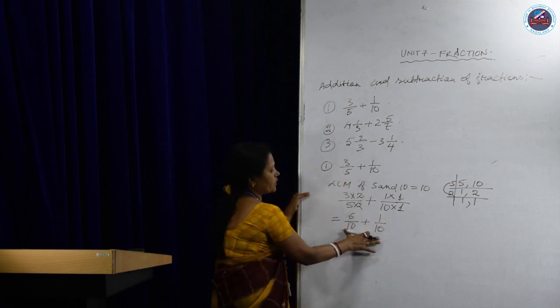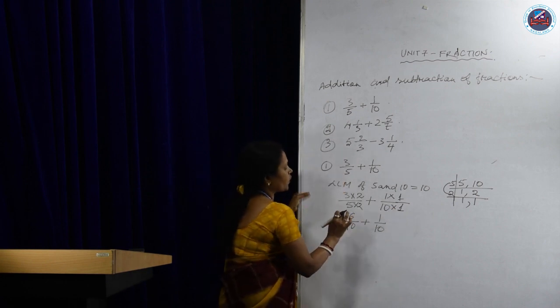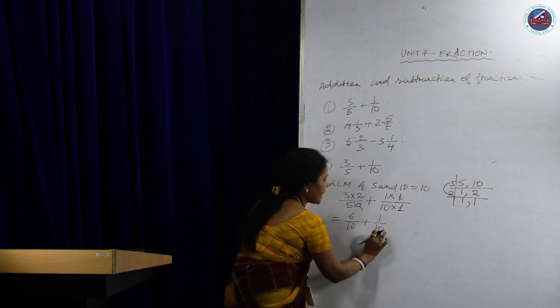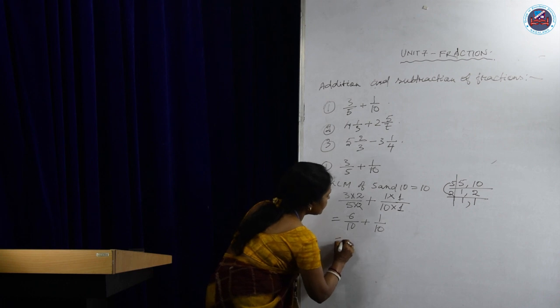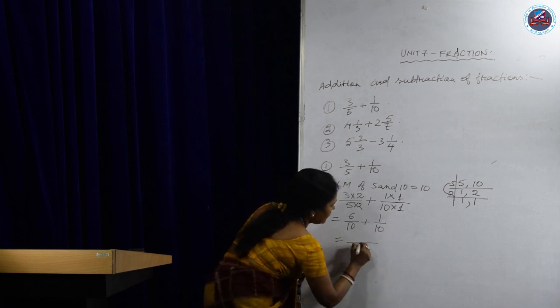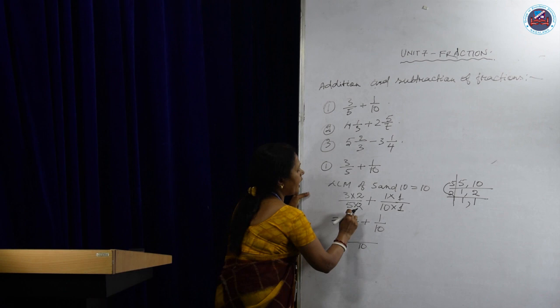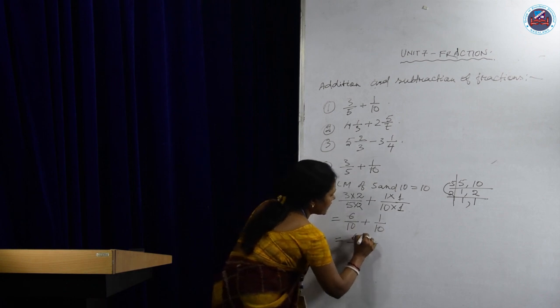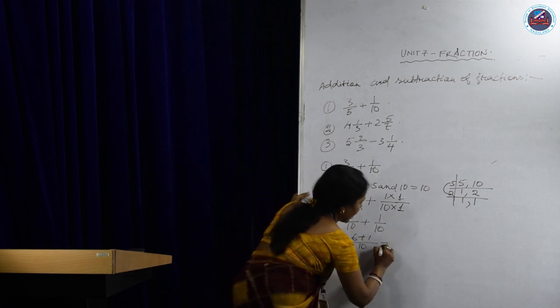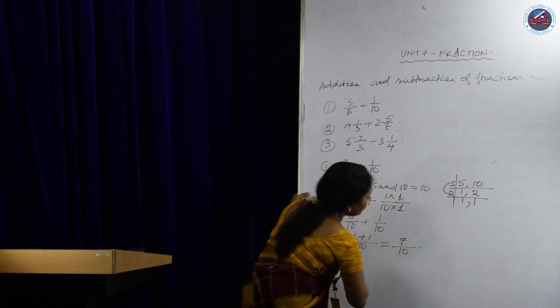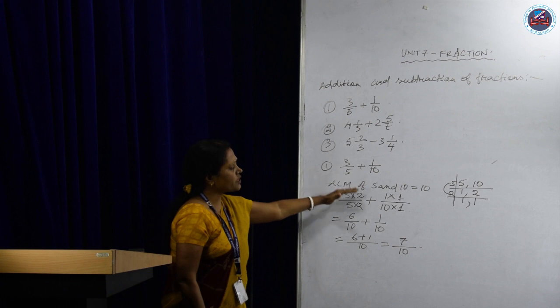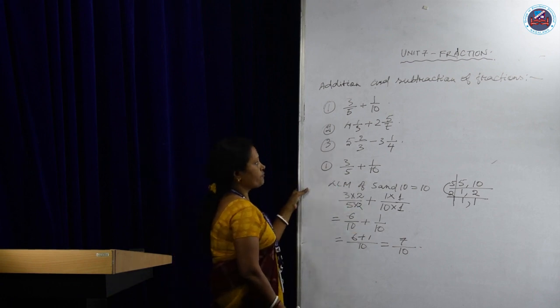Now look at your fractions. In both the fractions, your denominators are the same. That means you have converted into a common denominator. Now it is very easy to add. Take the same denominator, that is 10, and add the upper numbers, that is 6 plus 1. When you add it up, 6 plus 1 is how much? 7, that is 7 by 10. So this is how you can add the fractions.